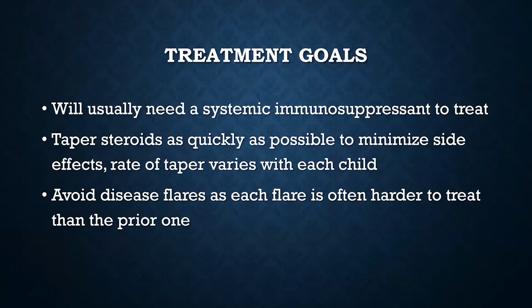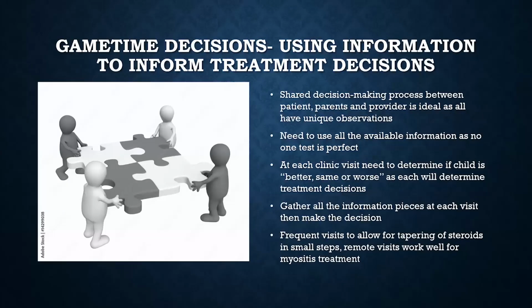And the other treatment goal is to avoid allowing the disease control to escape, so that the disease flares up again or gets worse, because disease flares after you get the disease under control are oftentimes more difficult to treat than the first manifestation of the disease. So you use a variety of different information to come to a decision. So you have to take all these different pieces, fit them together to get a decision or a view of how the child's doing at that particular visit.